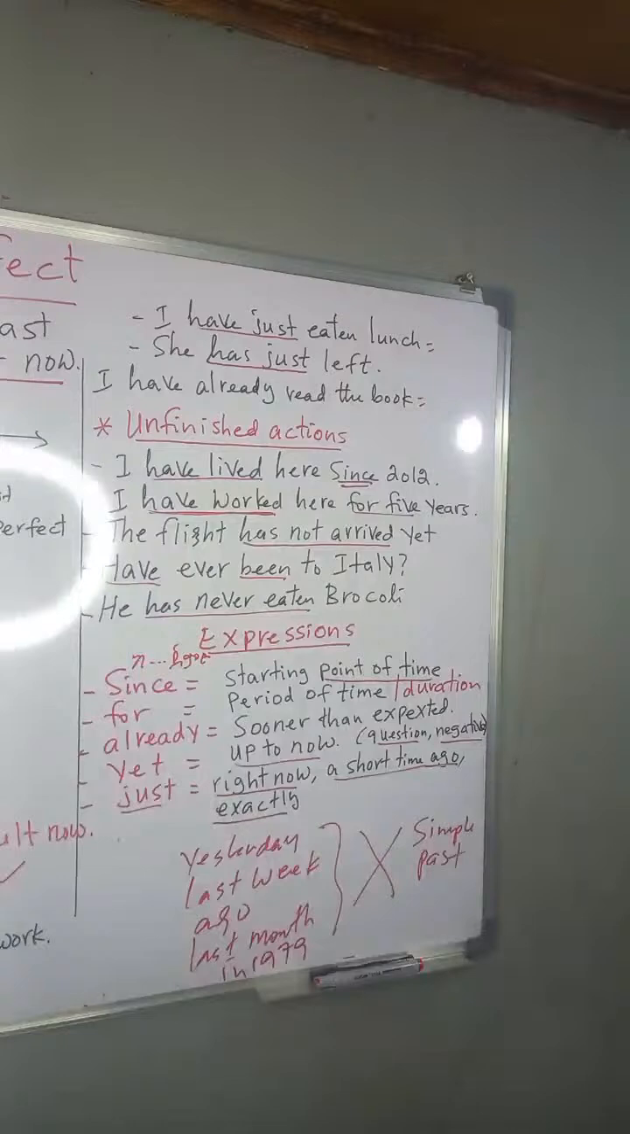Did you write 5 examples from here? Unfinished action 1, 2, 3, 4, 5, and action in the past with result now, 5 examples. Five examples from each. You are expected to write 10 examples to secure your result.